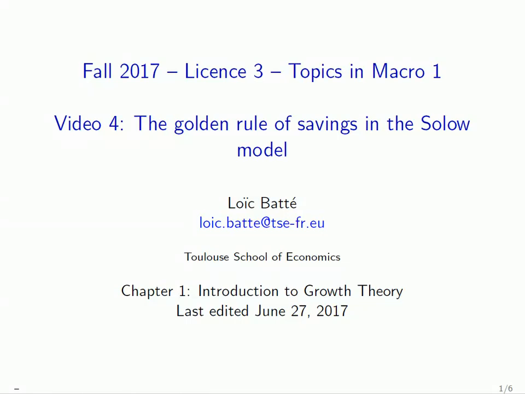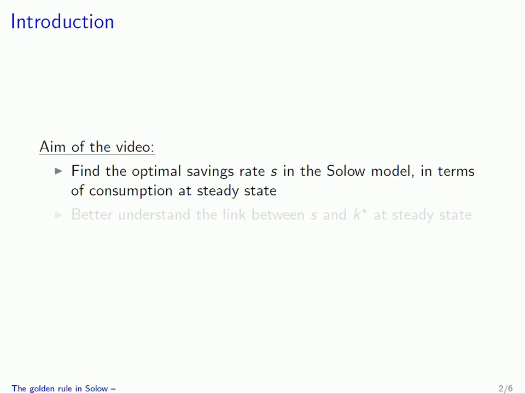This fourth video of the first chapter deals with the golden rule of savings in the solo model. The aim of this video is first to help you find the optimal savings rate in the solo model, optimal in the sense of the one that maximizes consumption per individual at the steady state, and as well these videos should help you to better understand the link between the savings rate and the capital per worker at steady state.